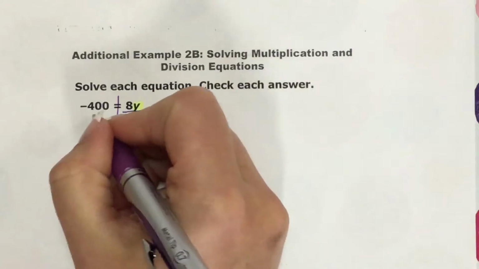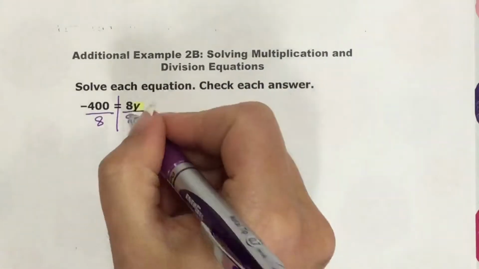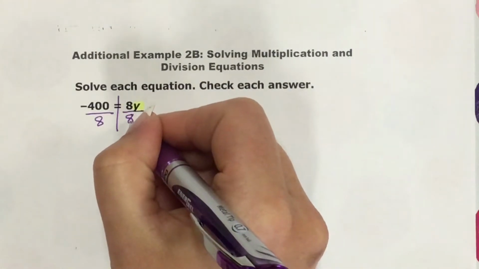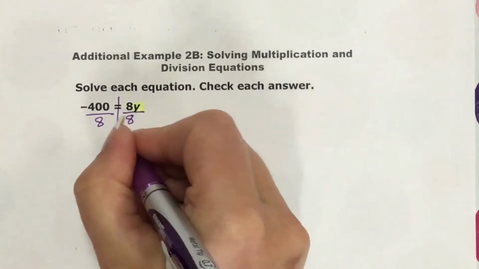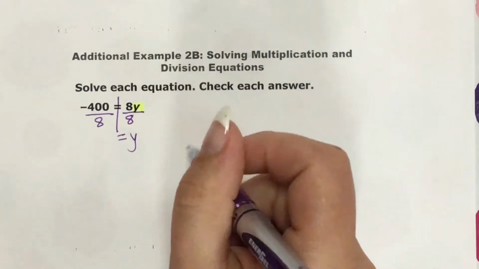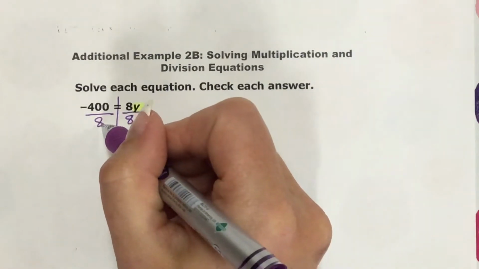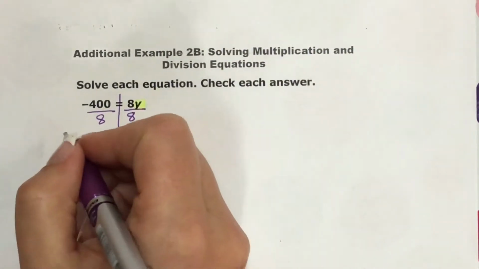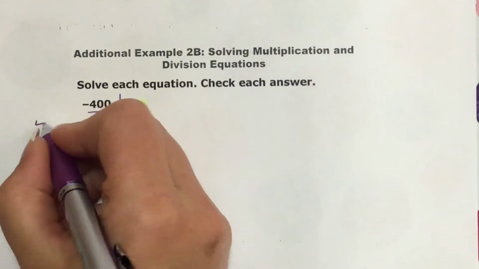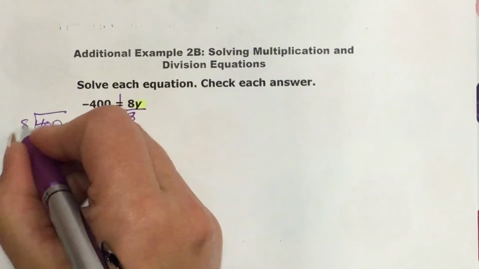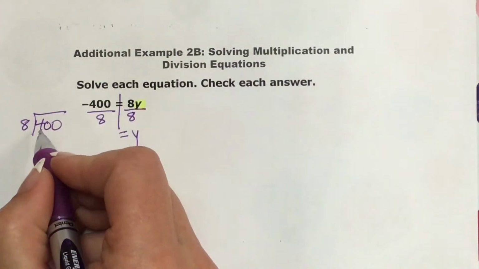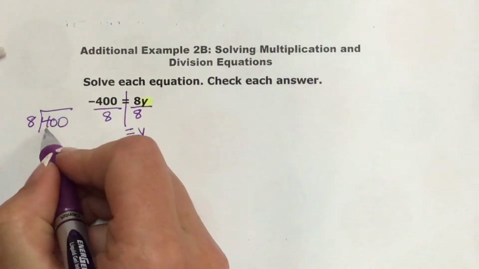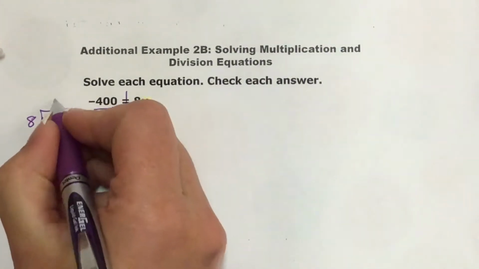I'm just using this division symbol like that. And whatever we do to this side, we have to do to this side. So 8 divided by 8 is 1. 1 times y is just y. So now we have y by itself. And we just need to figure out how many times 8 goes into 400. So I'm going to write it over here. 400 divided by 8. Does 8 go into 4? No, it does not. Does 8 go into 40? Yes, it does. 5 times.